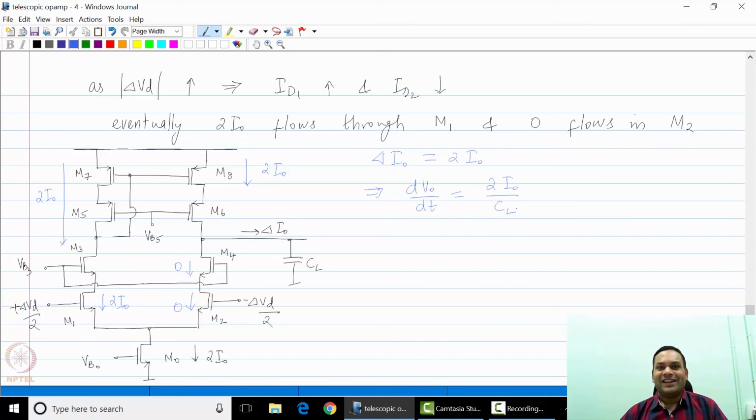Now if you were to increase the input step any further, the output cannot rise any faster because the op-amp can only source a maximum current of 2I0. So this is termed the positive slew rate of the op-amp.